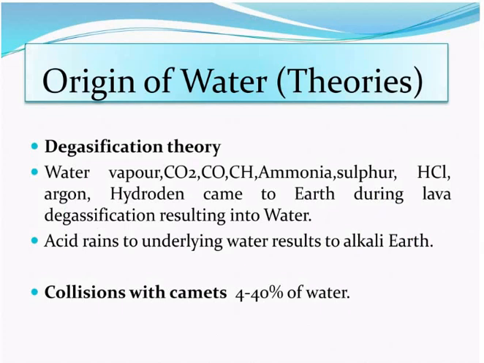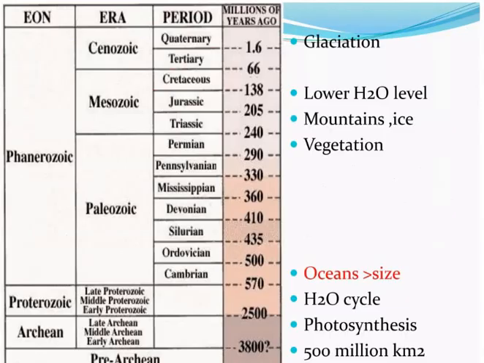So origin of water. Degasification theory. What is the origin of water? Degasification theory: water vapor, carbon dioxide, carbon monoxide, hydrocarbon, ammonia, sulfur, hydrochloric acid, argon, hydrogens came to earth during lava degasification resulting into water. Acid ran to underlying water reserves to alkali earth. Collision with comets, 4 to 40% of water.